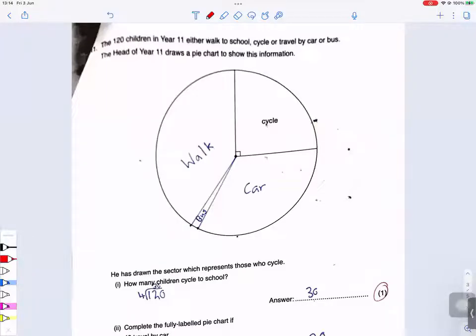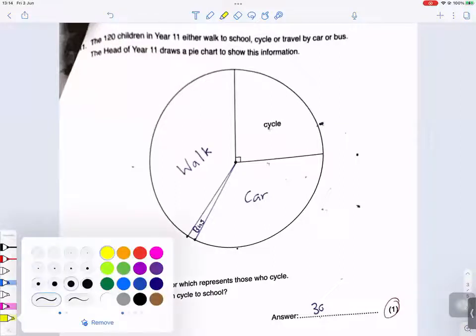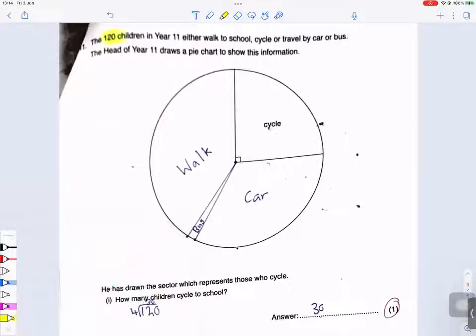All right, can you read question 11 for me, please? 120 children in year 11 either walk to school, cycle, or travel by car or bus. The head of year 11 draws a pie chart to show this information.